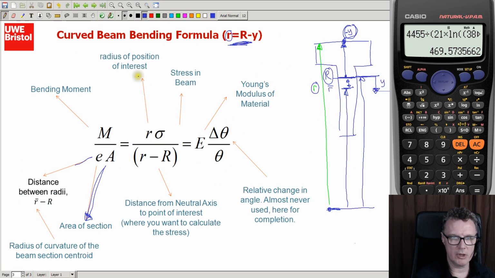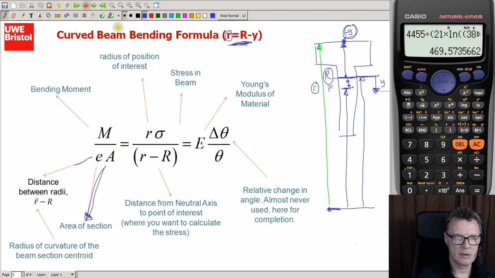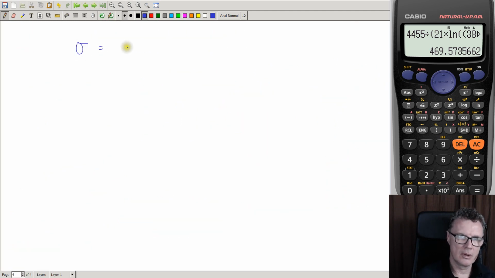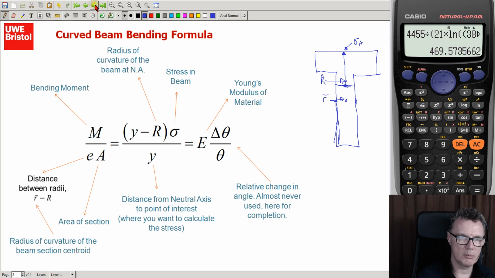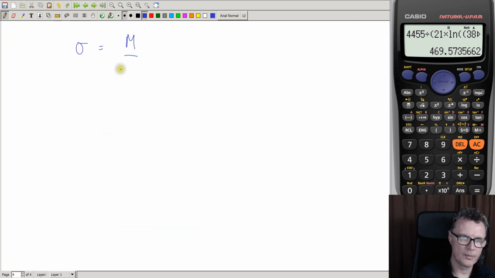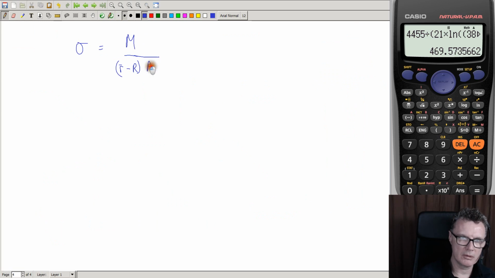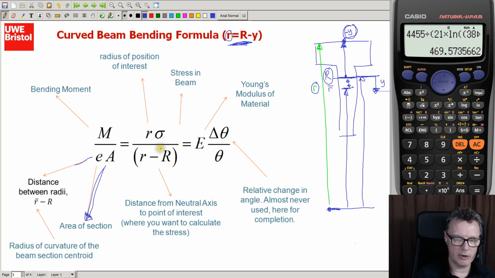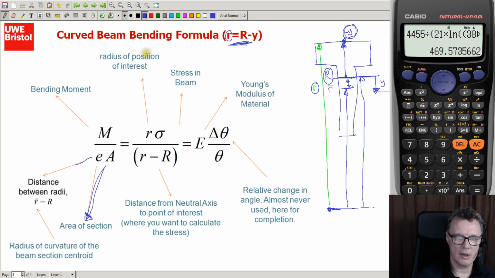And I'm going to use this one here. So let's rewrite this. Stress equals M over E, where E is R bar, take away big R. And then we want the area, which we've got. And then I'm going to bring up these terms here. So I've got 1 over R, big R, and that'll be a little r there.